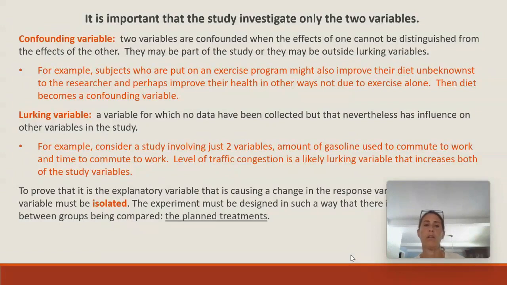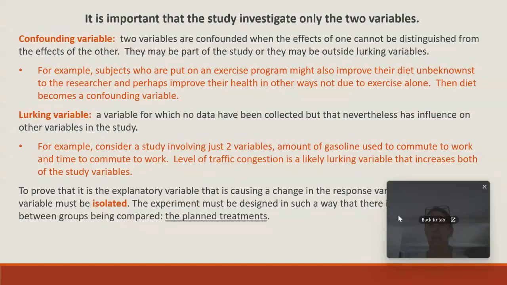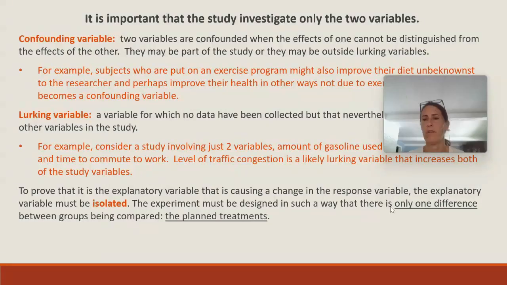A lurking variable is a variable for which no data have been collected, but that nevertheless has influence on other variables in the study. So an example would be a study involving just two variables, the amount of gasoline used to commute to work and time to commute to work. But then the level of traffic could be a lurking variable that increases both the amount of gas you use and how long it takes you to get to work. So they're similar, but also different, confounding and lurking variables.